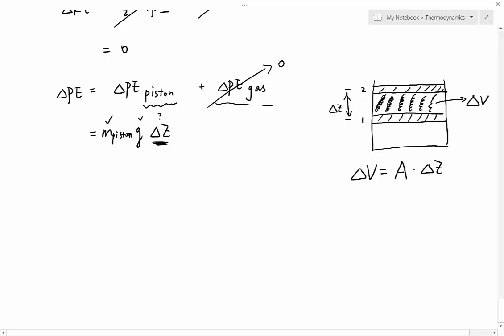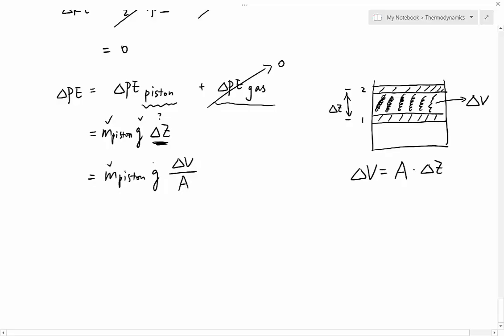So can we rewrite delta Z from this equation? Yes. Mass of the piston times g times delta Z. What is delta Z from this equation? It's delta V over A.